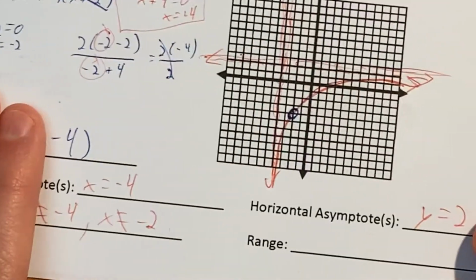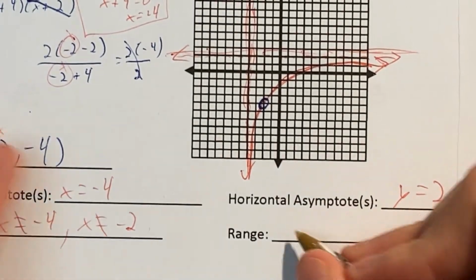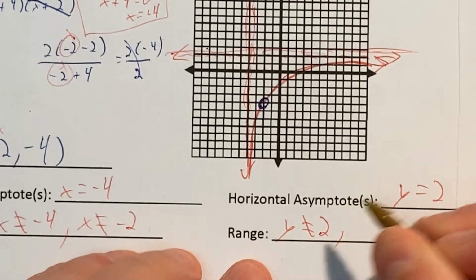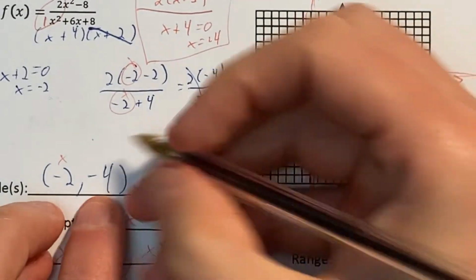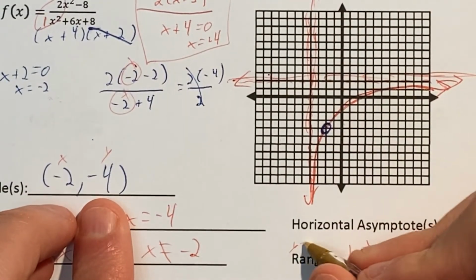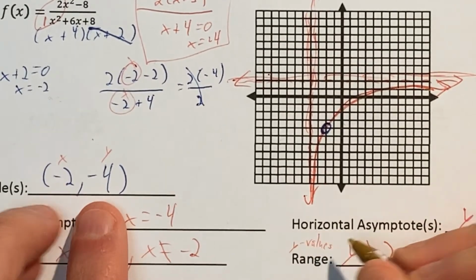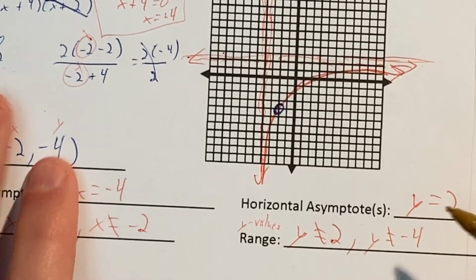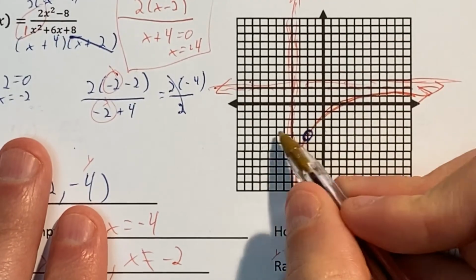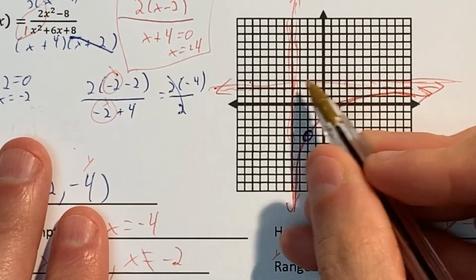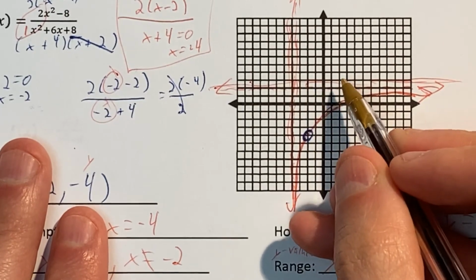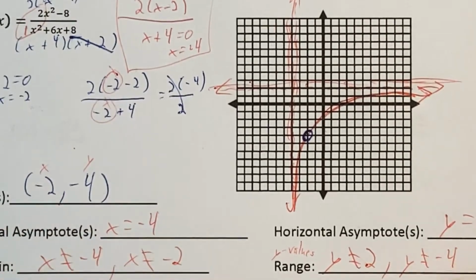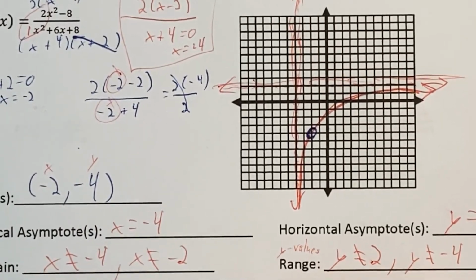For range, similar. The range can't be the horizontal asymptote. And it also can't be the y-coordinate of the hole, because once again, range is y values. So the y value is -4, so y also does not equal -4. Because as you can see, at -4, there's no y value. Just like at 2, there's no horizontal asymptote. There's no y value at 2.